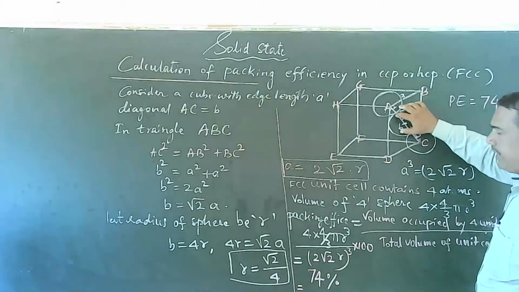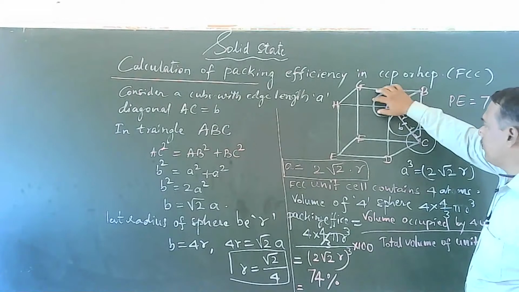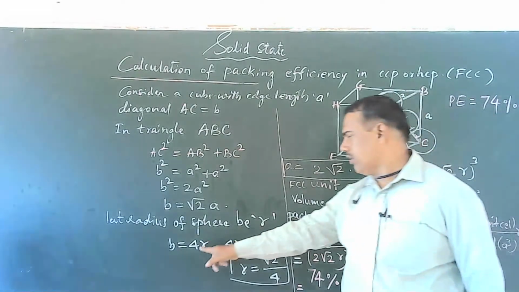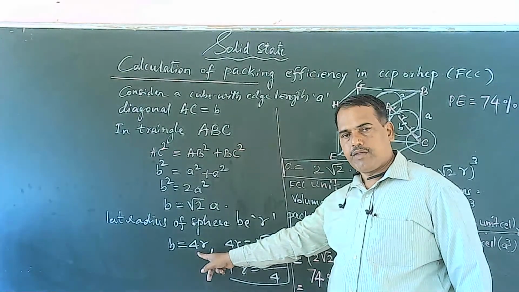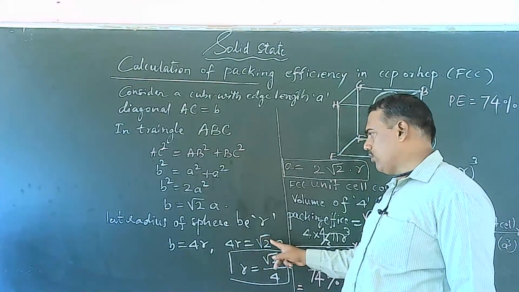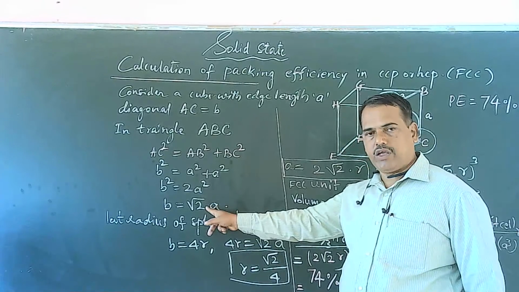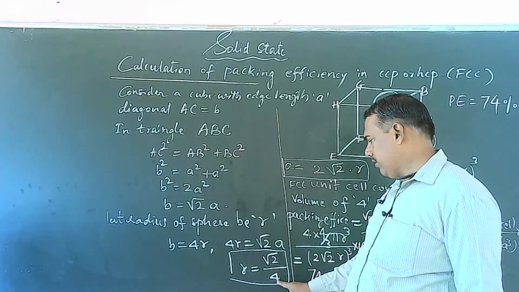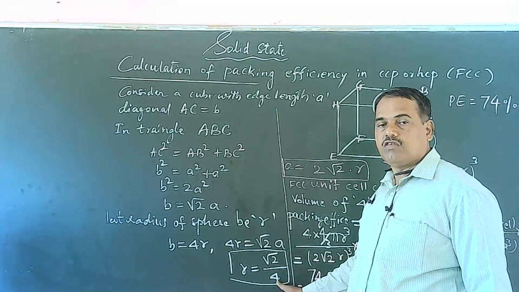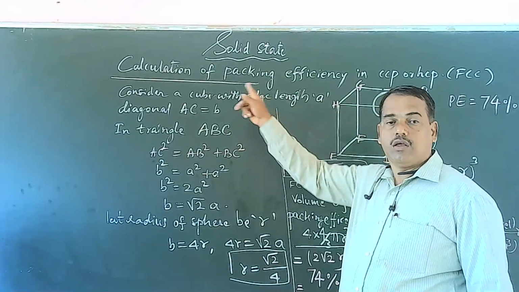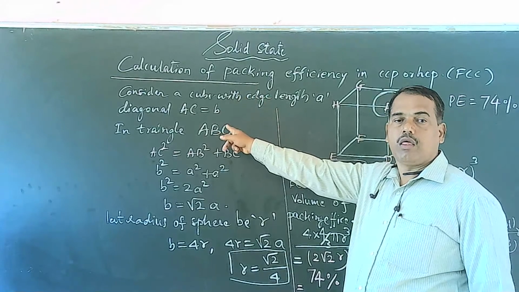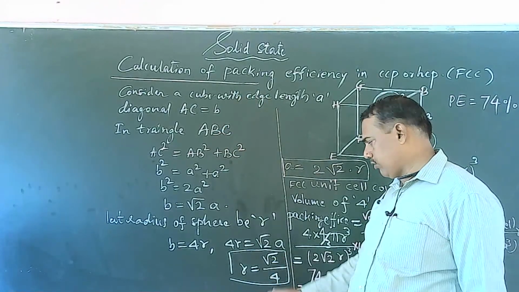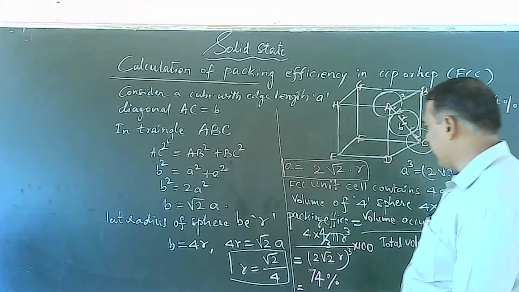You can see here one of the spheres and the other two spheres are half in this diagram. So therefore B is equal to what? 4R. Then 4R is equal to root 2 A, what we got here. Then R is equal to root 2 A by 4. So this is nothing but the radius in the FCC or CCP unit cell. What is the value of R? R is equal to root 2 A by 4.